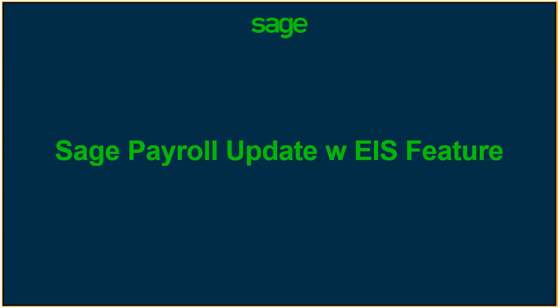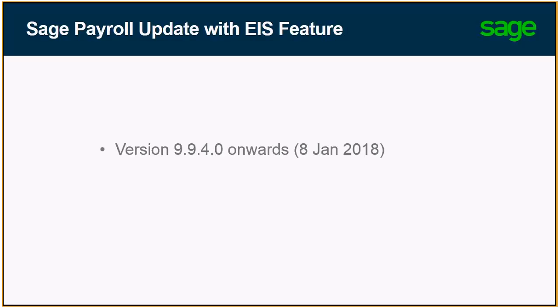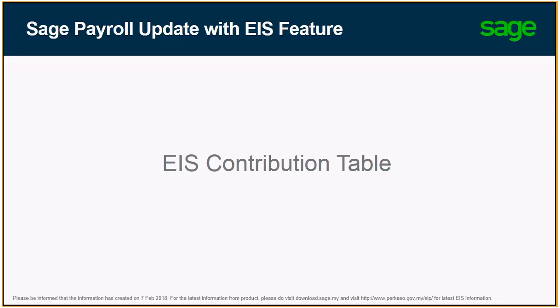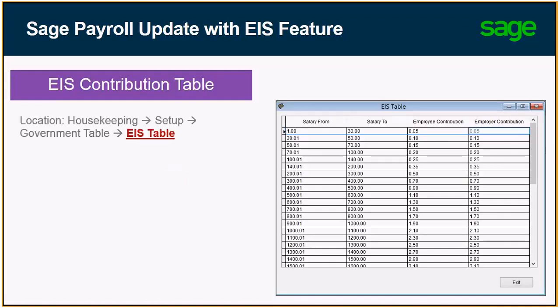So next, let me go through the Sage Payroll update with EIS features. EIS features are available in Sage Payroll from version 9.940 onwards, which is available from 8 Jan 2018. The latest enhancement version is 9943, which was released on the 8th Feb 2018. The latest Sage Payroll, which is the one currently that we have, has these EIS contribution tables, so it has all the necessary contribution rates for Sage Payroll to compute the EIS contributions.